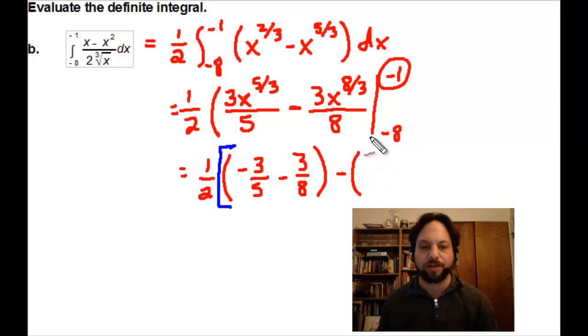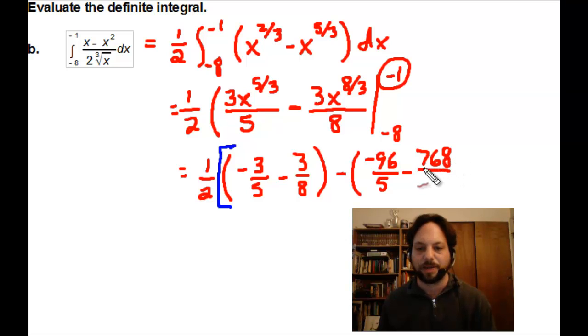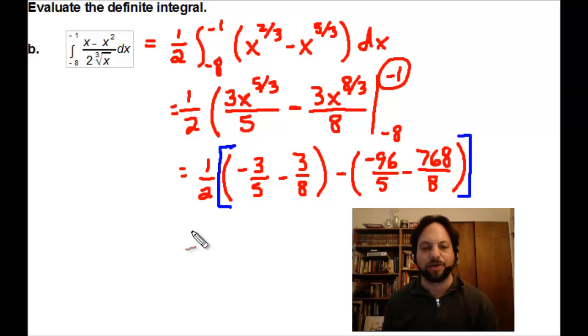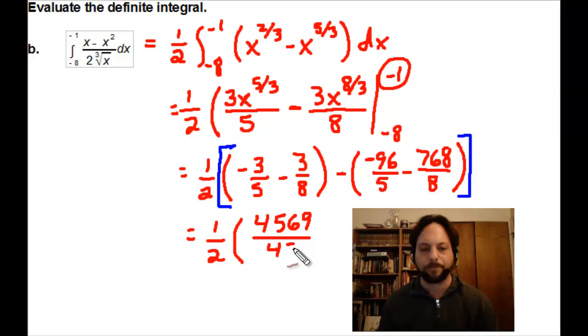Now, if I do plug in -8, I did this beforehand, and what I ended up with was -96/5. And when I plugged it into the second term, I ended up with 768/8. So like I said, it's ugly, but it's not undoable, and I hope you're using a calculator to work all this out. Now, if we put all of this together, what we're actually going to end up with is 1/2 multiplied by, combine all these, and we'll get something like 4,569 over 40. And of course, that's not too difficult to work out.